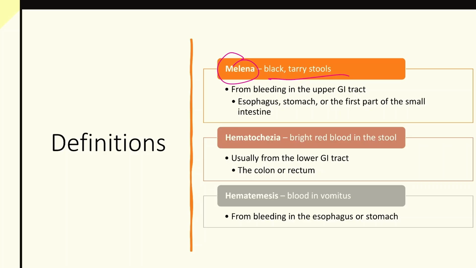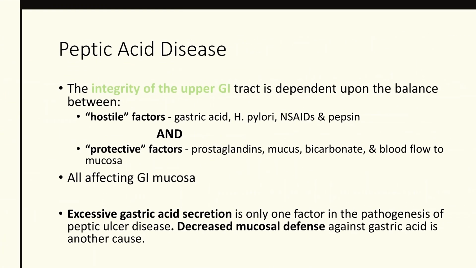Hematochezia, bright red blood, again is from the lower GI tract. Colon to the rectum is where you're going to have the hematochezia. And hematemesis is blood in the vomitus, usually from the stomach.